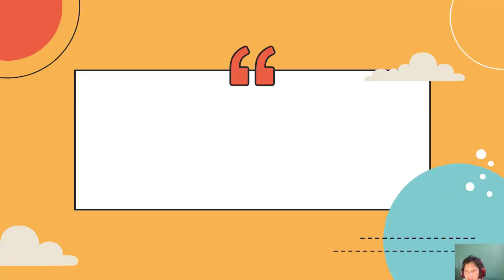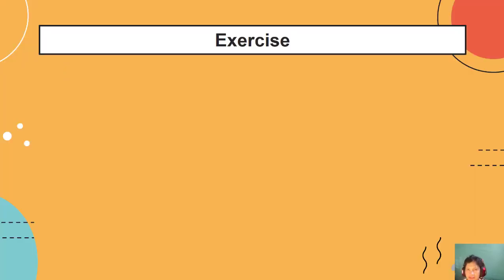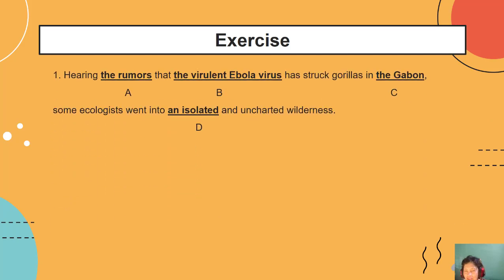Okay, it is better that we have an exercise. Choose the letter of the underlined word or group of words that is not correct. I hope by this exercise you can understand more about the use of articles. Number 1: hearing the rumors that the virulent Ebola virus has struck gorillas in the Gabon, some ecologists went into an isolated and uncharted wilderness.